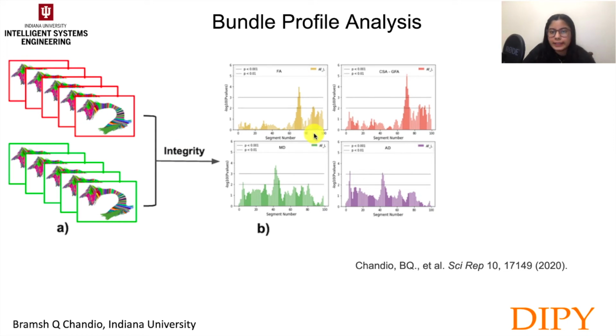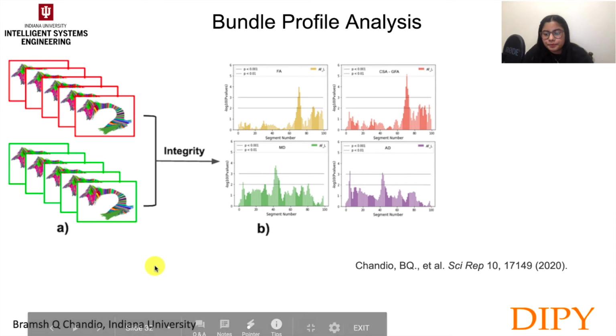Then we input this data to a statistical model to find group differences along the length of the tract. Here we are using linear mixed models to find group differences. In linear mixed models, we run one linear mixed model per segment. So for 100 segments, 100 different linear mixed models are run, one per segment.